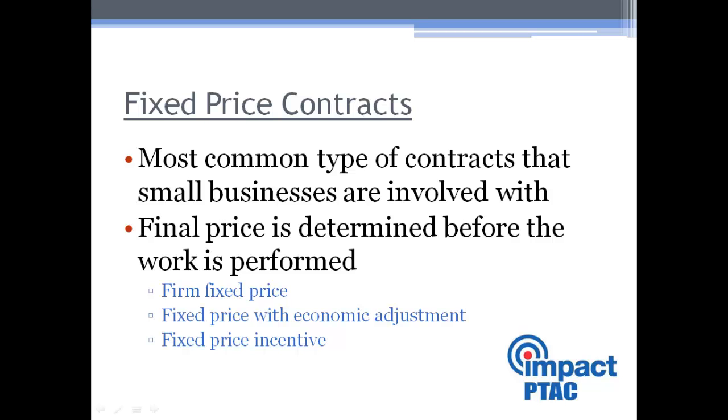We will begin with fixed price contracts. These are the most common types of contract, and the price of the contract is set before the project is started. This can come in the form of firm fixed price with an economic adjustment, and fixed price incentive.